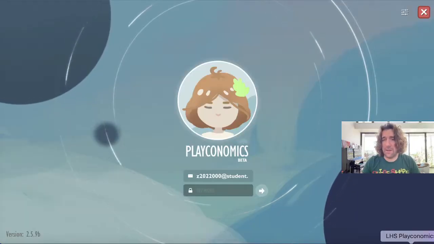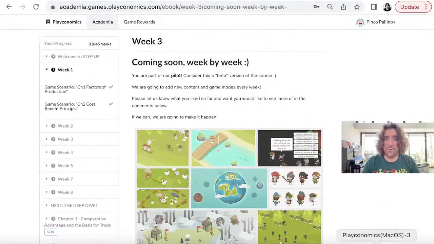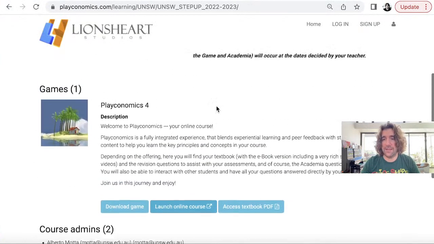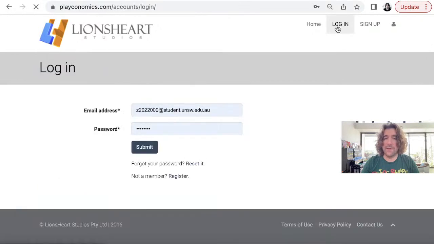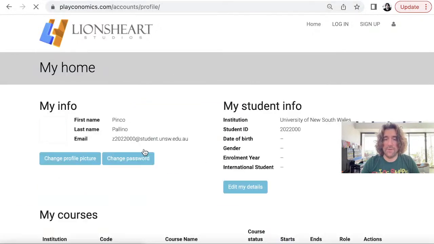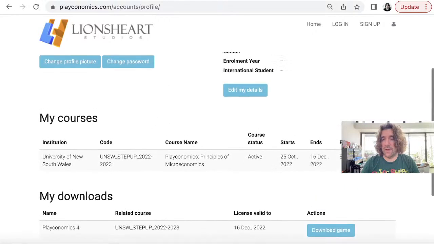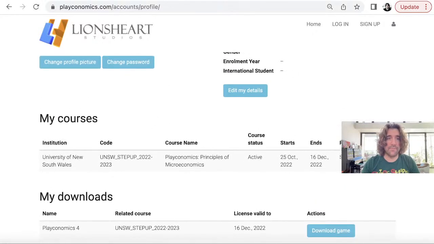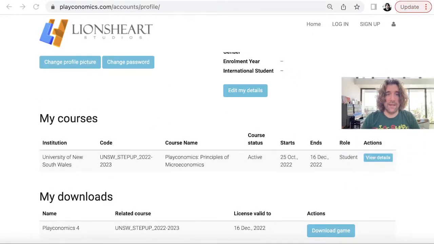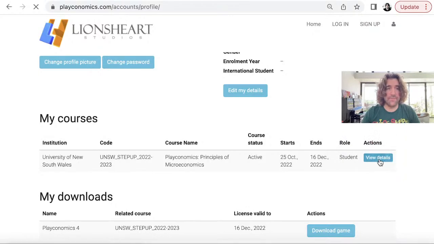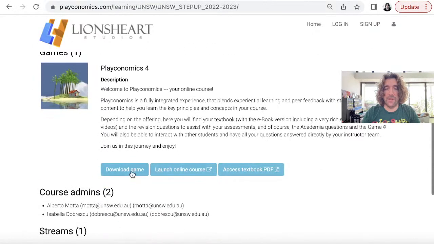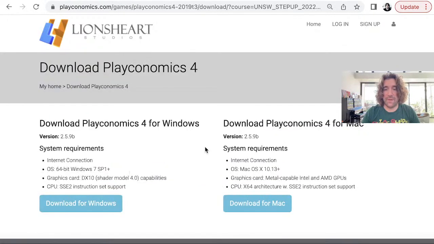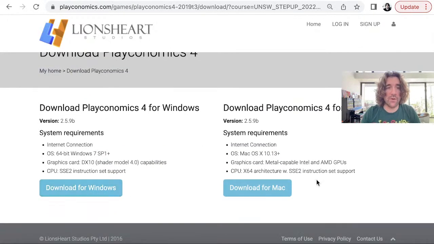Before actually giving you detailed instruction on how to play these levels, let me show again how you can download it. Remember, log in at playeconomics.com, then you can view details right there, view details, and then from here you can download the game. You can download the game for Windows or for Mac.